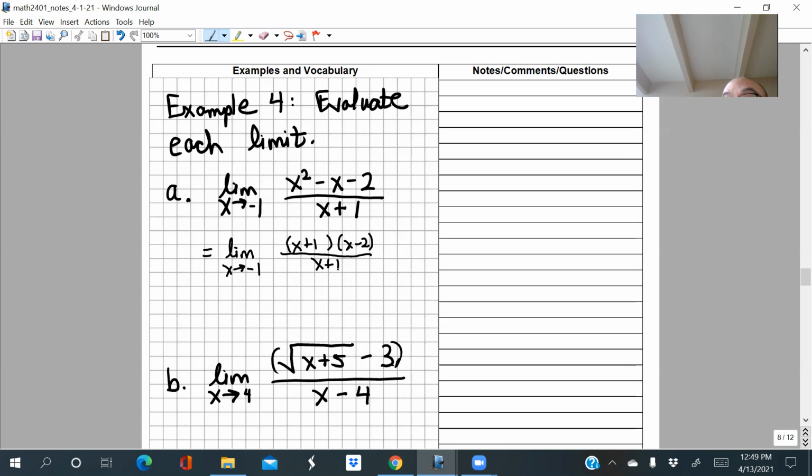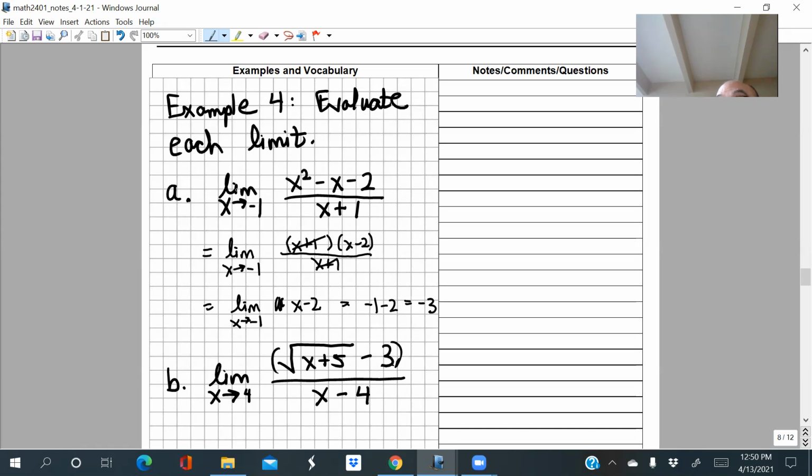And when you factor that numerator, then you can see the x plus 1s will divide out. So this limit is really just the limit as x approaches -1 of x minus 2. But that now is just a linear function, and -1 is in the domain of this function. So you can evaluate this limit just by substituting -1 in for x. So you get -1 minus 2, which is -3.